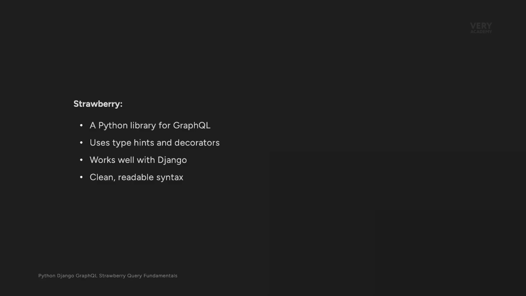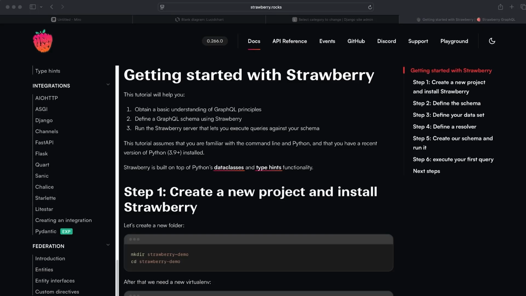So what exactly is Strawberry? Well, Strawberry is a lightweight Python library for building GraphQL APIs. It's built with Python's modern features in mind, like type hints and decorators, and it integrates cleanly with Django. Strawberry has multiple integrations, Django just being one of them.